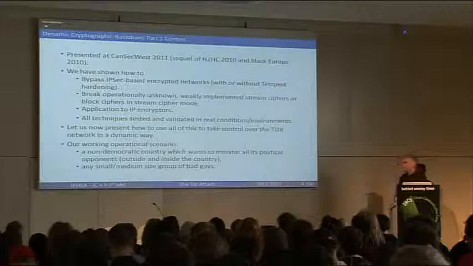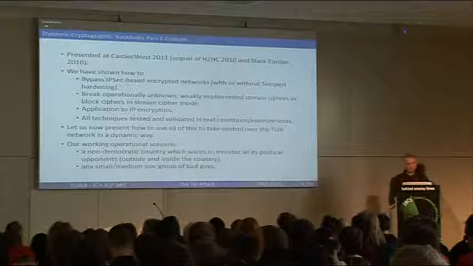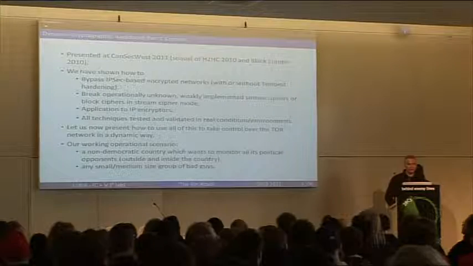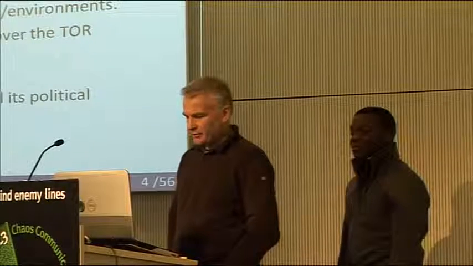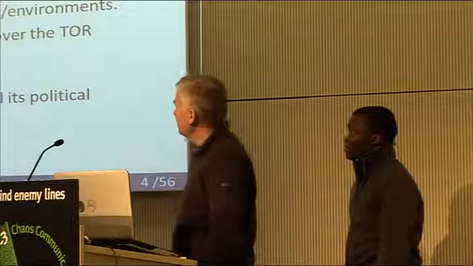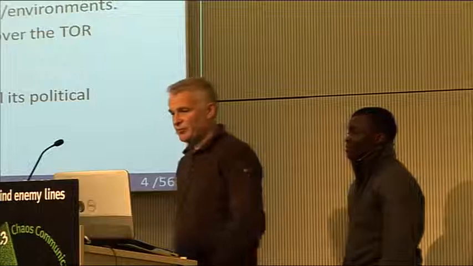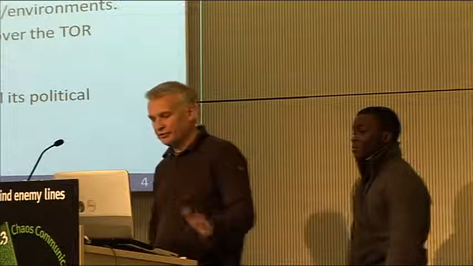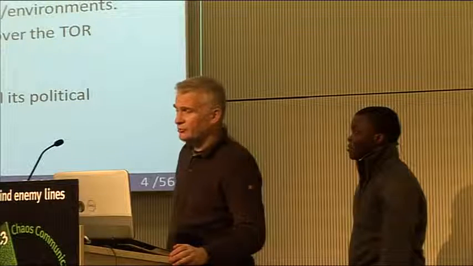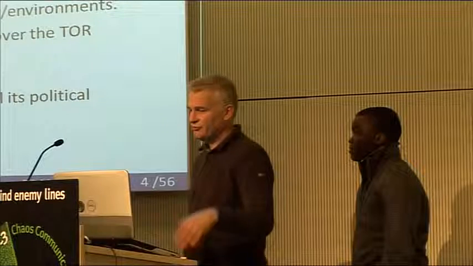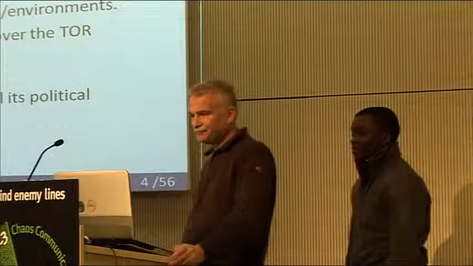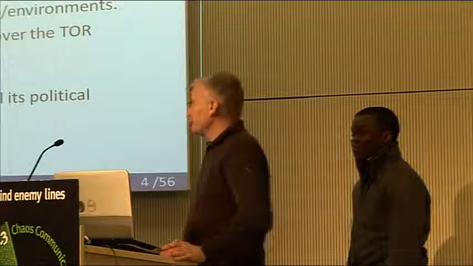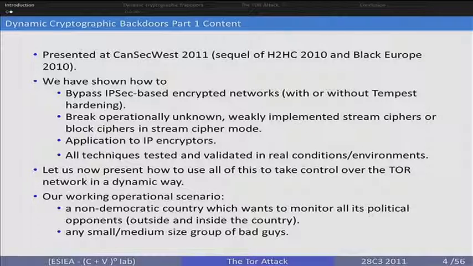So in fact, we have extensively worked on what we call dynamic cryptographic backdoors, mostly implemented through malwares. Otherwise, we can do the same job but with trapdoors. Among the results we obtained, it has been possible to bypass, for example, IPsec-based encrypted networks. You may use Tempest or not, it's not the issue. And for example, we have applied these techniques to break some military IP encryptors. In this respect, most of them are badly implemented. And what is very important to stress and to keep in mind is that everything has been tested, as we like to go from theory to practical stuff and to verify that everything works. So all these attacks are very efficient.